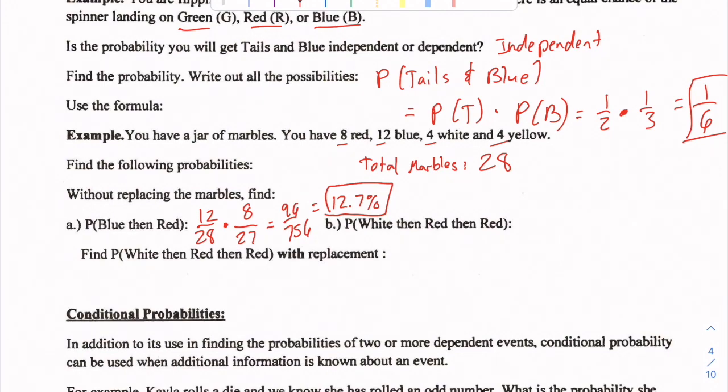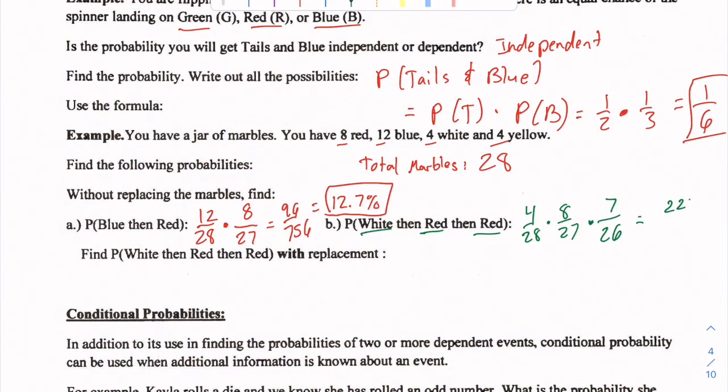Okay, the probability of white, then red, then red. So again, you're picking 3 times. So you need 3 fractions, right? If there's 3 events, you need 3 fractions. So white, 4/28. Red times 8/27. You want red again. You already took a red, so there's only 7 reds left out of 26 marbles.